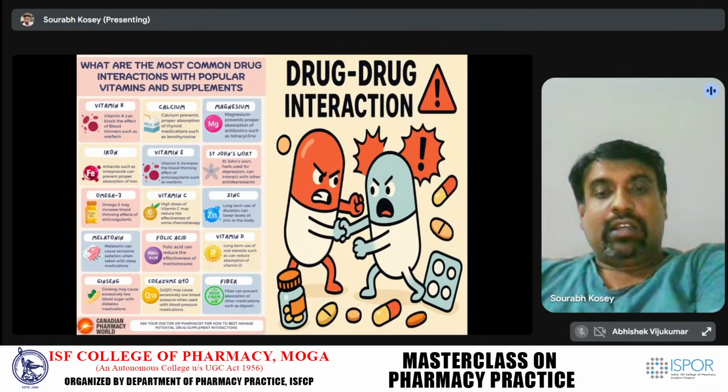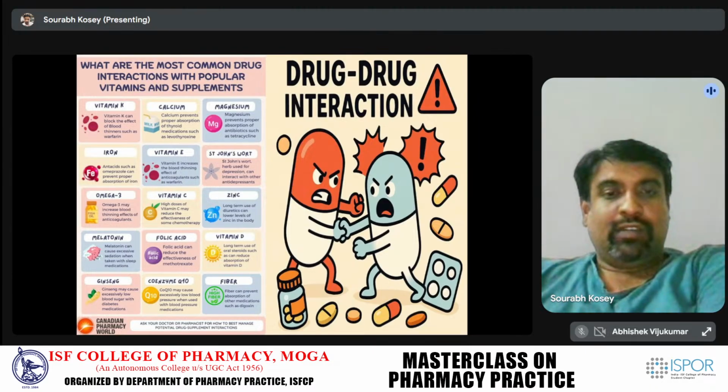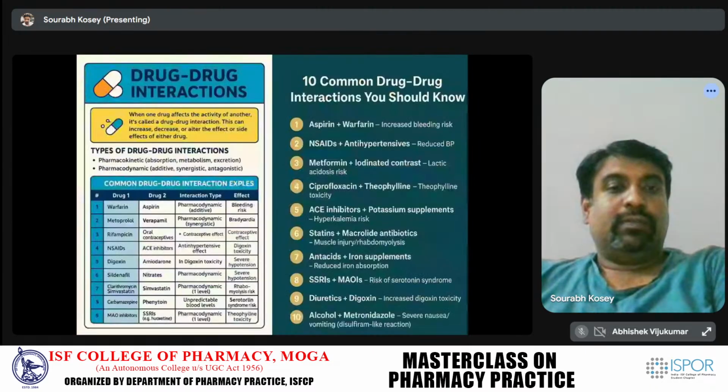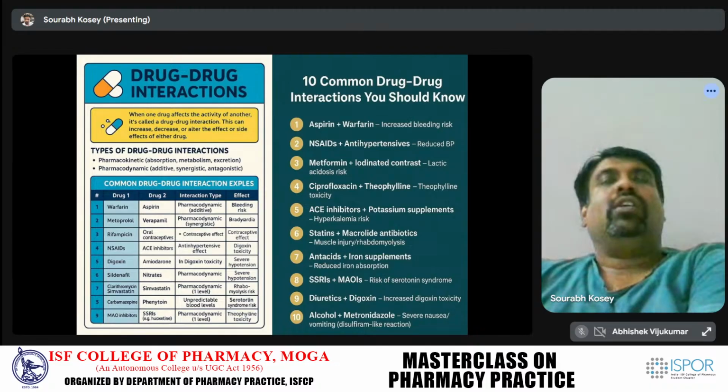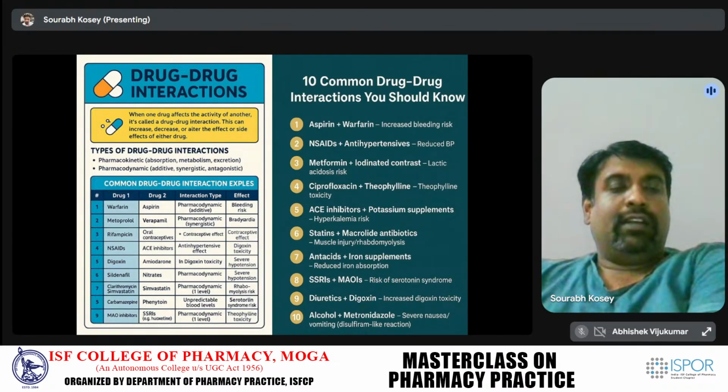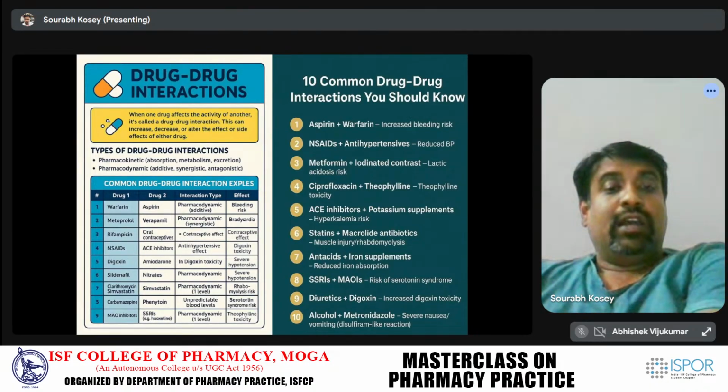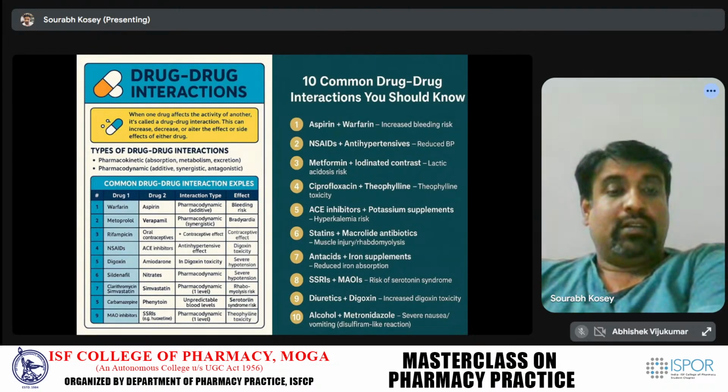Drug-drug interaction should be healthy and beneficial, but not harmful. When one drug affects the activity of another, it is called a drug interaction, and this may increase, decrease, or create an adverse effect. They are pharmacokinetic (ADME) and pharmacodynamic: additive, synergistic, or antagonistic. Common examples are warfarin and aspirin: bleeding risk, a pharmacodynamic additive effect.